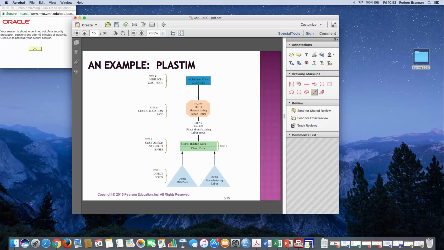All right, now we're going to look at an example, looking at a plant-wide approach versus an ABC approach. So this is looking at, again, what we looked at in class, Plastim. Again, we are not concerned about this part of the equation. Direct materials and direct labor, we have a very accurate measure of that. The problem is, what do we do with the 2 million?